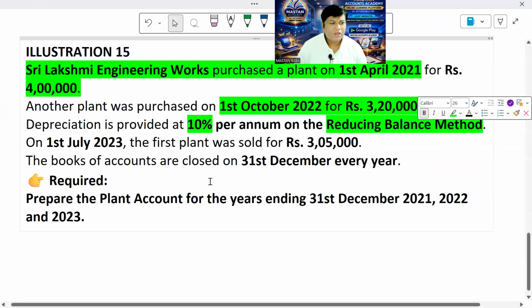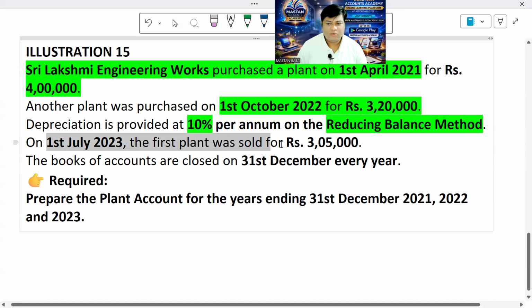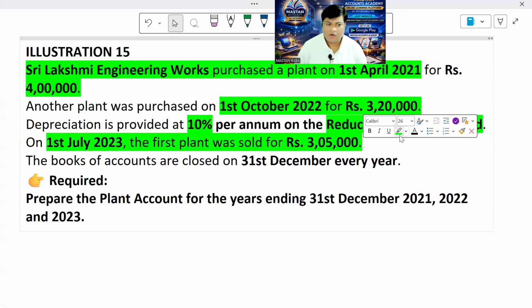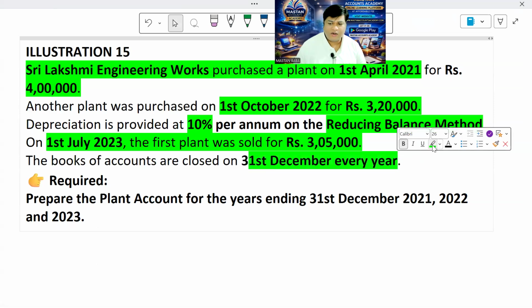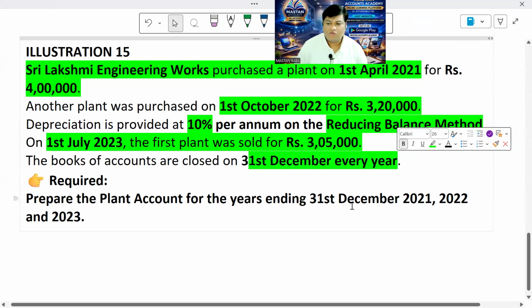Okay, dear students. On 1st July 23, the first plant was sold for 3,05,000. So the first plant has been sold on 1st July 2023, and the books are closed on 31st December every year, meaning they are following the calendar year. So prepare the plant account for the years ending 2021, 2022, 23. So you have to open 3 years.